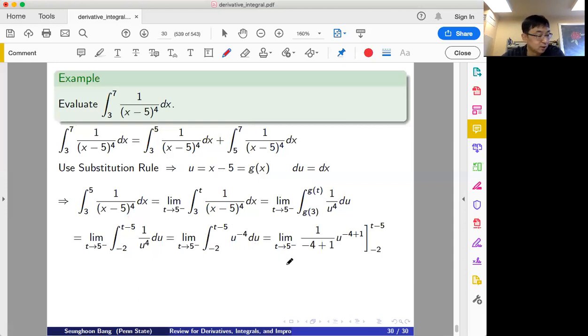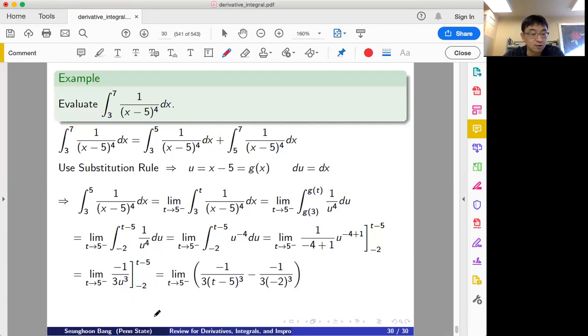Next, simplify. So what's that? This is 1 over negative 3 times u to the negative 3. You can change it: this is negative 1 over 3 times u cubed. So we have minus 1 over 3 times u cubed. You plug t minus 5 into u, then minus, you plug negative 2 into u again.